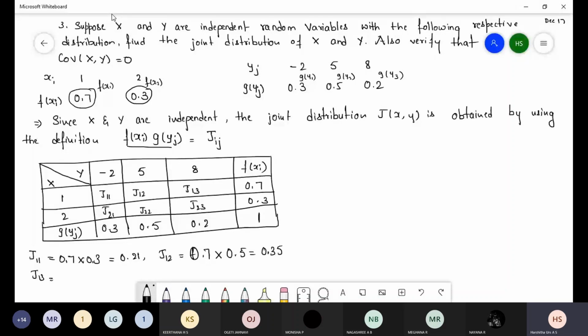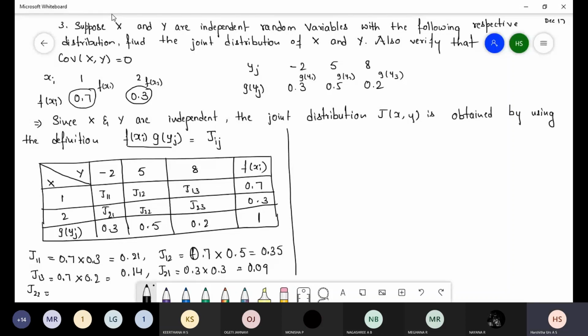J13 means i value is 1 and j value is 3. So f of x1 into g of y3: 0.7 into g of y3 value is 0.2, so 0.14. Next, J21. I value is 2, j value is 1. So f of x2 into g of y1: 0.3 into 0.3. So we get 0.09.